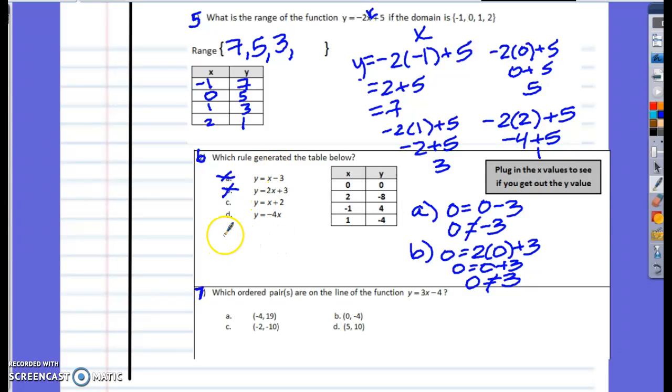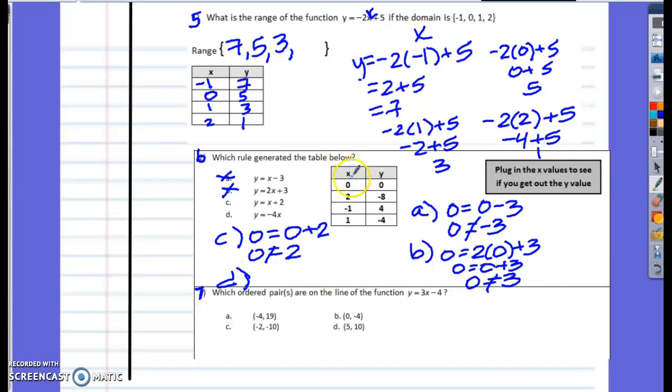Let's look at C. So plug in 0 for y, 0 for x. 0 does not equal 2, so C is not right. So we know D has to be right, but let's check it to be sure.